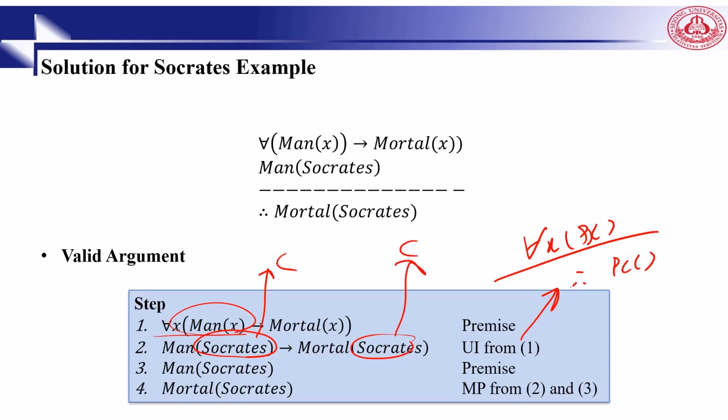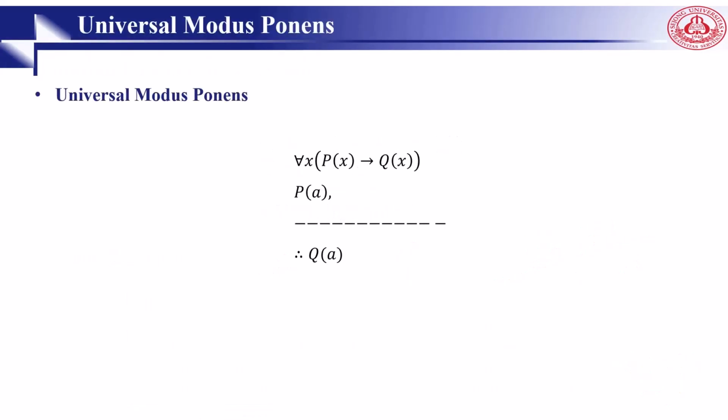Socrates is a man and Socrates is mortal, right? Then we say Socrates is a man, then using MP, p and p implies q, then q. We can say that Socrates is mortal. Here is a combination rule that is called universal modus ponens. It's a combination of universal instantiation and modus ponens into one rule, right?